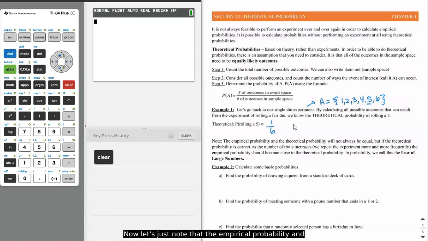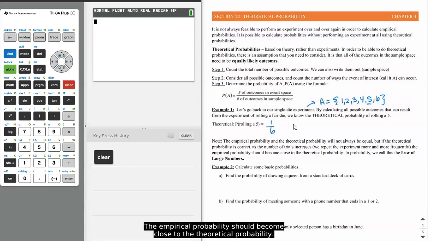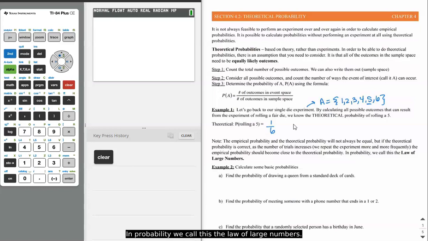Now let's note that the empirical probability and the theoretical probability will not always be equal, especially if you have such a small number of experiments. But if the theoretical probability is correct, as the number of trials increases, so we repeat the experiment more and more frequently, like we talked about in the last section when we repeatedly roll this die, the empirical probability should become close to the theoretical probability. In probability, we call this the law of large numbers. So the more and more times you do an experiment, the closer it gets to this theoretical probability.